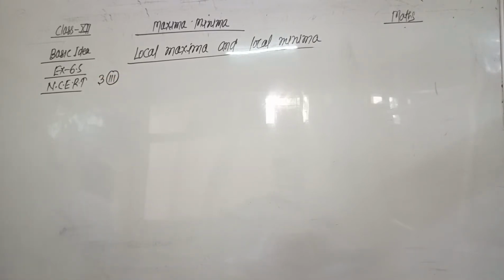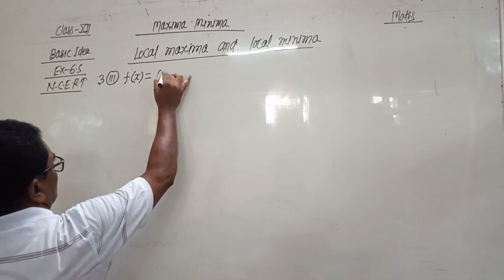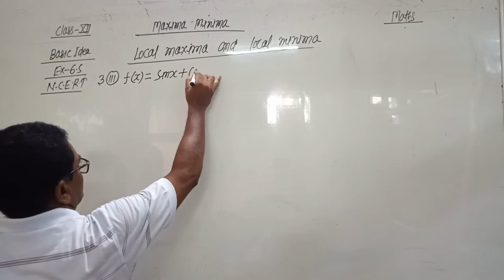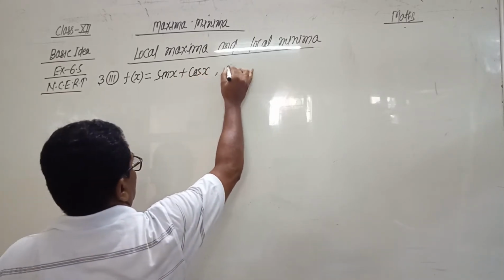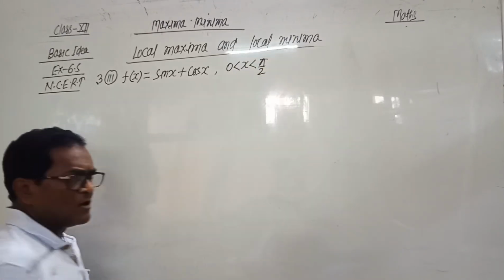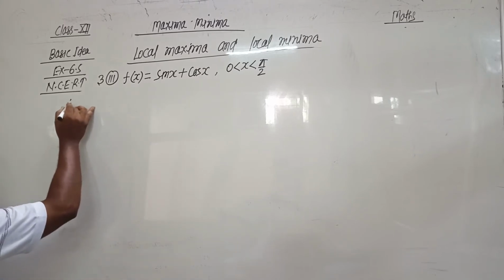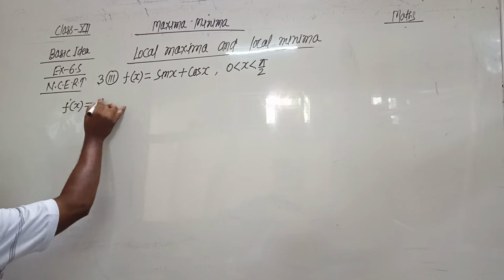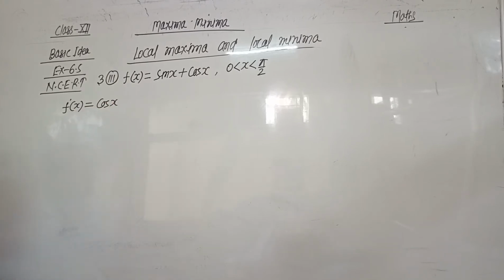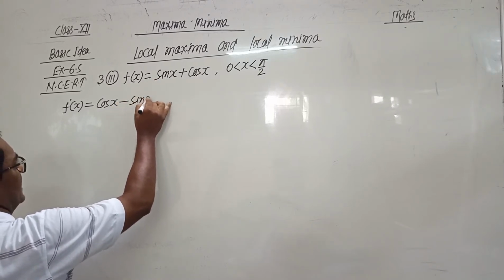This is f(x) equals sin x plus cos x, and 0 is less than x is less than pi by 2. The value of x lies between 0 and pi by 2, which means the first quadrant. So differentiate: f dash x equals the differentiation of sin x, which is cos x, and the differentiation of cos x is minus sin x.